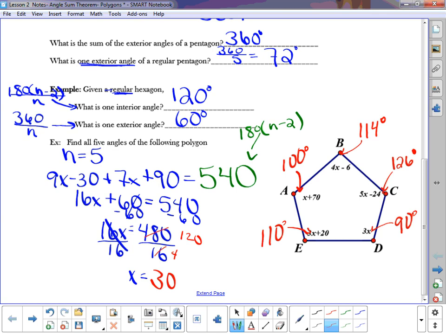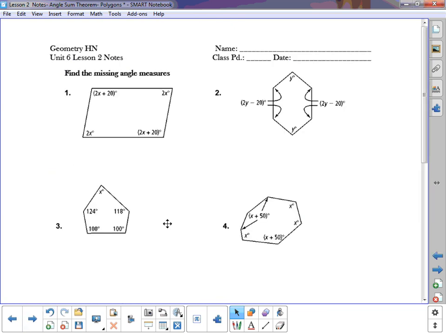So go and flip your paper over. And on the back side here, it says find the missing angle measures. These are kind of typical types of problems that deal with our concepts for today. So notice they don't tell you what type of shape it is, but I trust you guys can count sides to figure that out. And so you're going to use the information given to you along with the theorems that we learned today to solve for these unknown values.